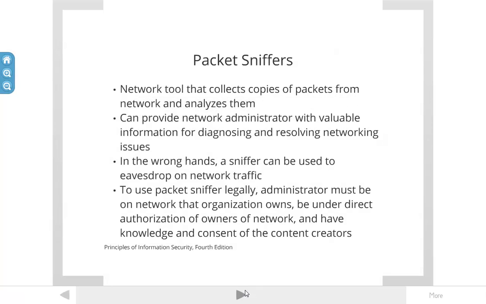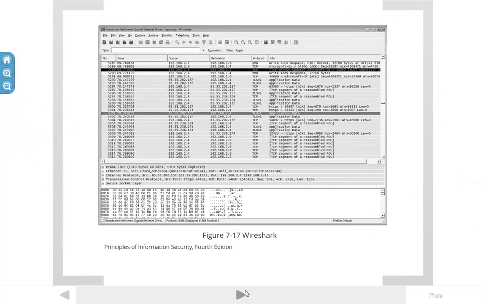All right, so that takes us to packet sniffers, and here's an example of a packet sniffing program, figure 7.17 from the textbook. That's Wireshark. You can download this for free. It's open source. This one does have a Windows version. It also has a Linux version.